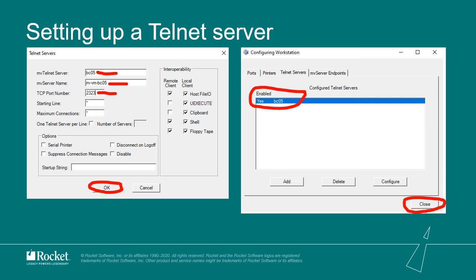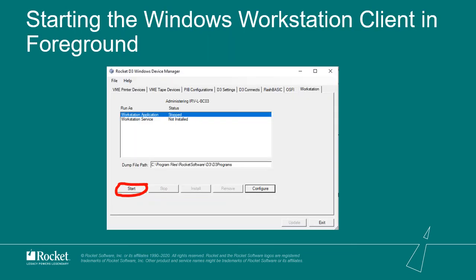Click OK. You'll now see your just added Telnet server in the configured Telnet servers list. You'll notice that it's enabled. Click Close. Time to start the Workstation client as a Foreground application. So click Start.